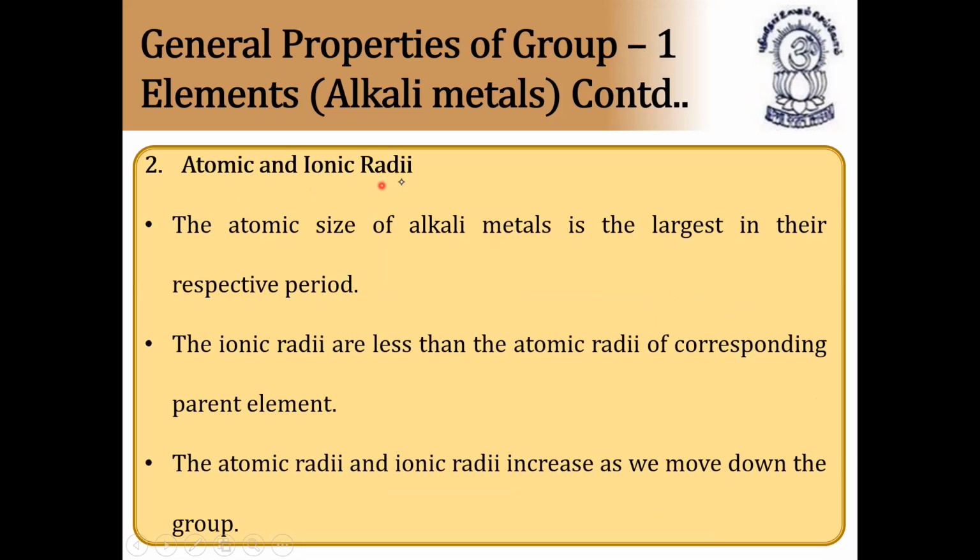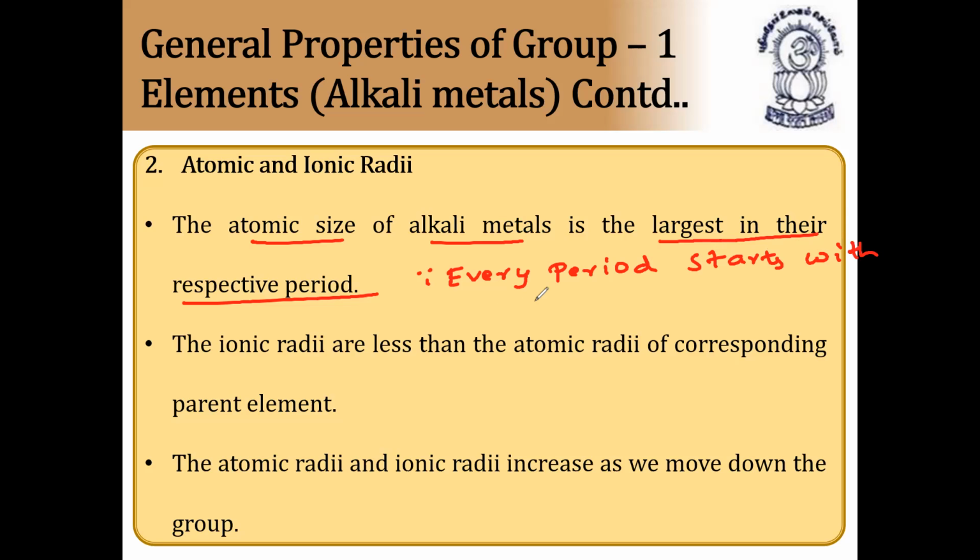Next, atomic and ionic radii. The atomic size of alkali metals is the largest in their respective period. Very, very important. The atomic size of alkali metals is the largest in their respective period. Meaning what? Across the period, what happens? The atomic size decreases. Period means left to right, and every period starts with an alkali metal.